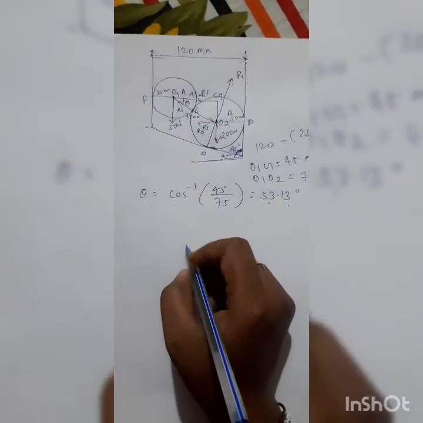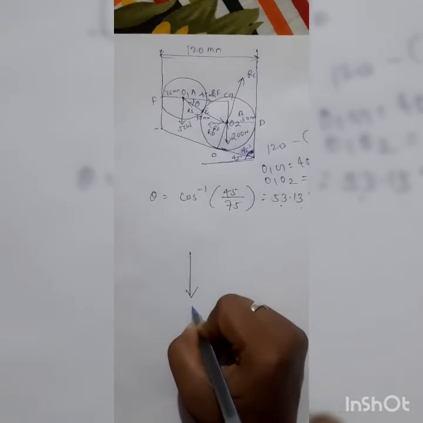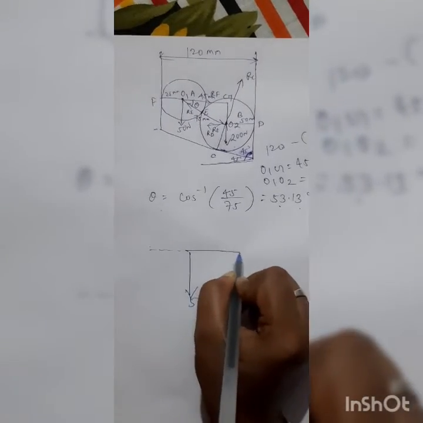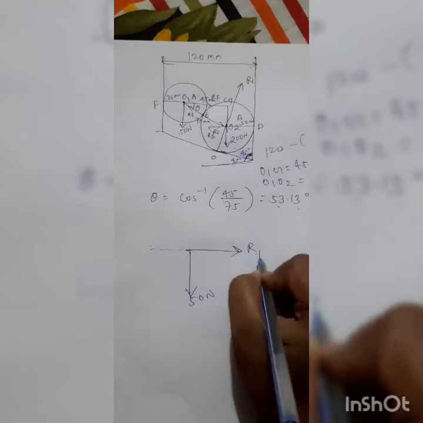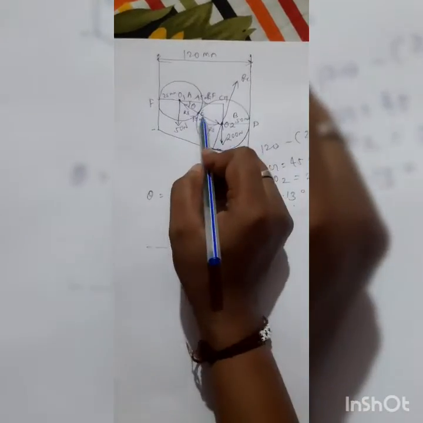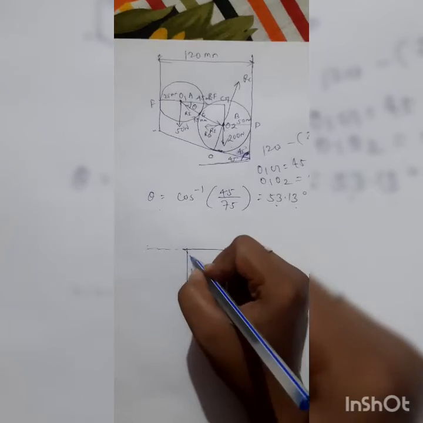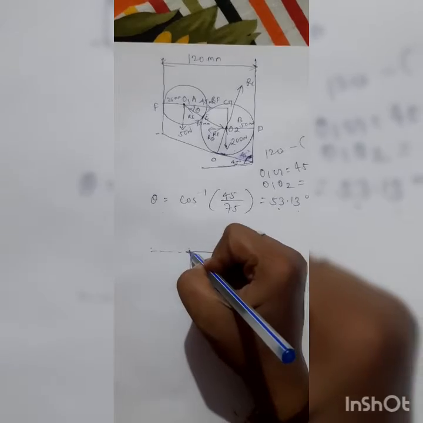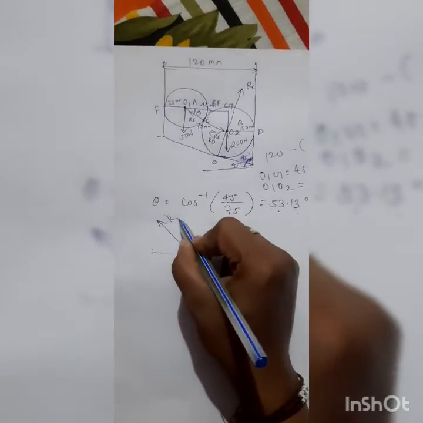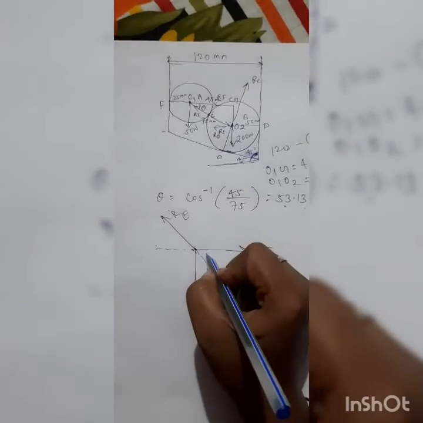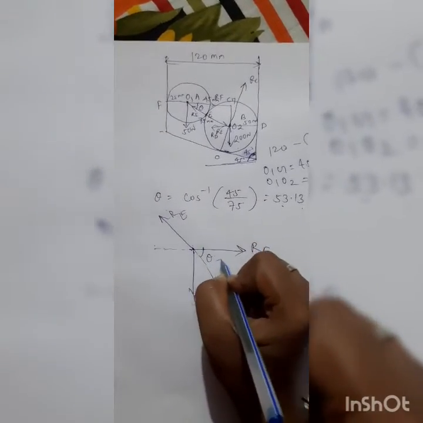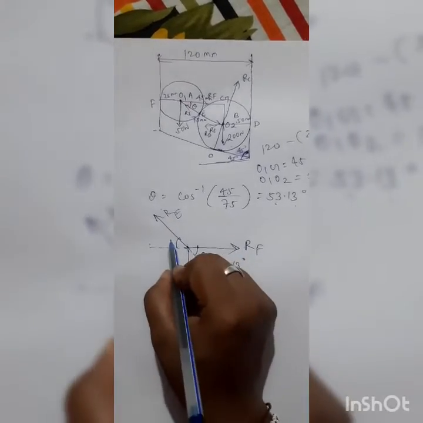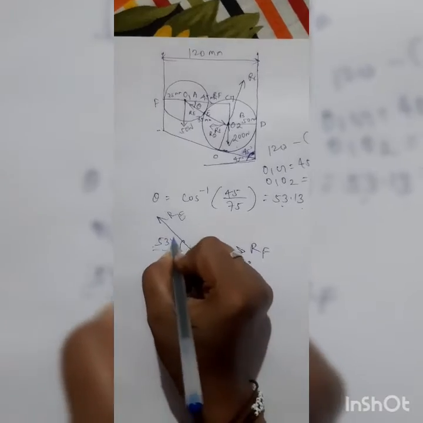Now we will draw the free body diagram for cylinder A. Here the weight is acting vertically downward, that is 50 Newton. From this horizontal, there is a normal reaction at contact point F. So this is RF, and this reaction force is acting like this. From the transmissibility theorem, we know that if we slide the force along its line of action, its effect will not change. So we will slide the reaction force RE, and RE will act like this. We know this value of theta, that is 53.13 degrees. So if this angle is theta, this will be theta, 53.13 degrees.